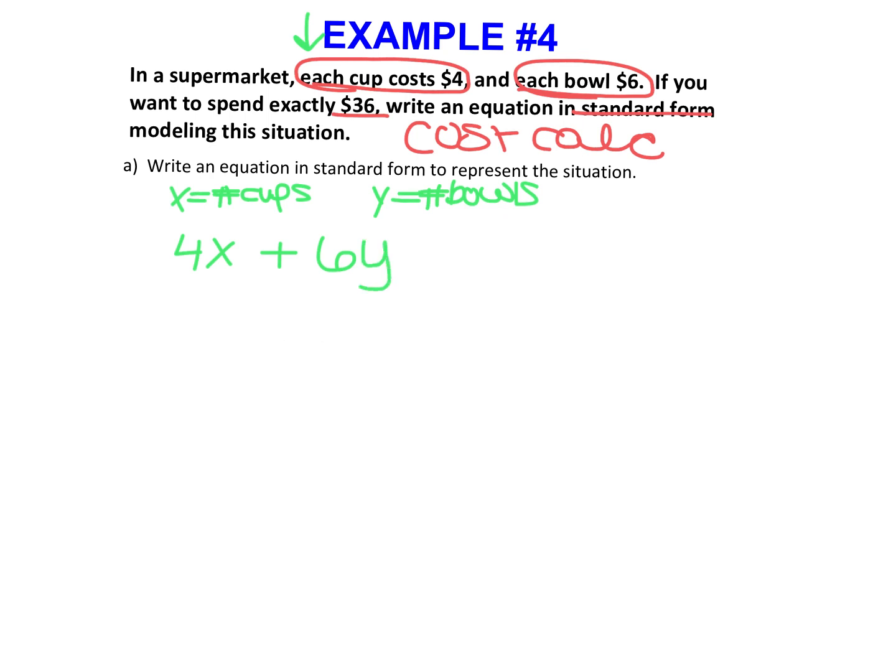And those two costs added together need to equal a total of $36. So there's our equation written in standard form. Again, just to reiterate, we have $4 times the number of cups we buy plus $6 times the number of bowls we buy, and that equals a total of $36.